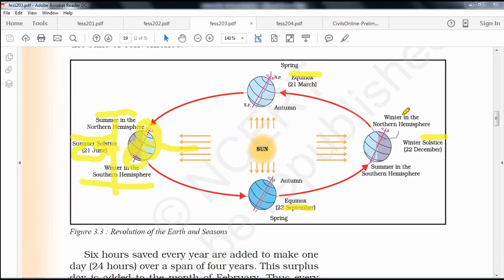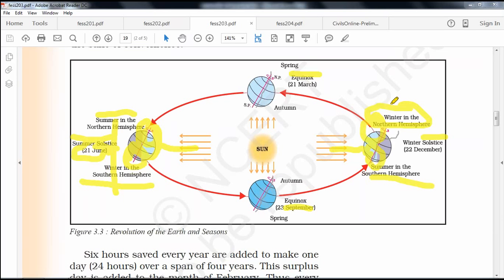In the same way, in the winter solstice, that is in December, because of the inclination again, you can see the southern hemisphere is receiving more sunlight than the northern hemisphere. So it is summer in the southern hemisphere and winter in the northern hemisphere. It's completely opposite in the northern and southern hemispheres.